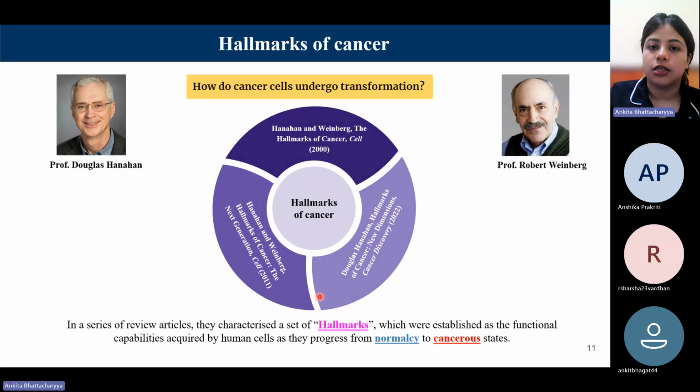Then we had discussed hallmarks of cancer by Professor Douglas Hanahan and Professor Robert Weinberg, the 3 articles which have been published by them in the last 2 decades or so, 2.5 decades or so, and how they have established the different functional capabilities which are acquired by human cells when they progress from the state of normalcy to the state which you define as cancer.